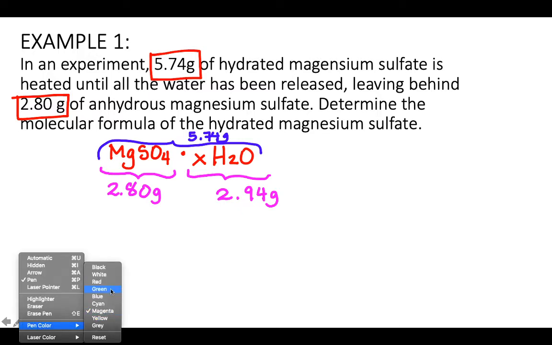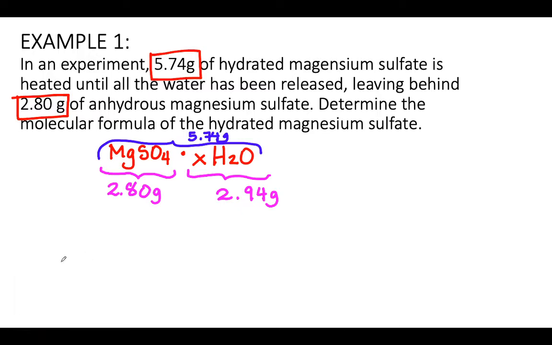Now, after I've done that, I am going to try to find the ratio between the anhydrous portion of this compound as well as the water. So the ratio between those two parts of this compound. In order to do that, we have to find the moles of this as well as the moles of the water. So how do we find moles?